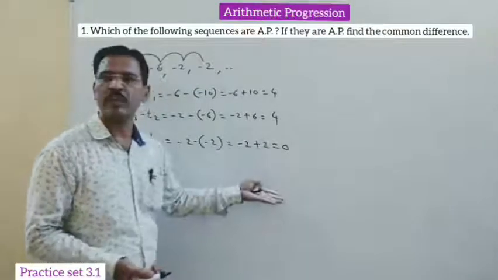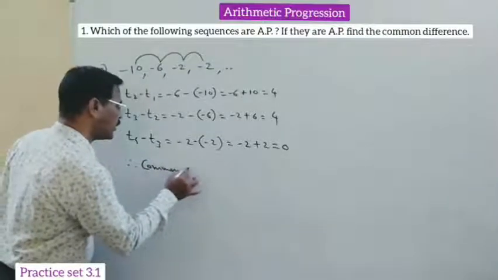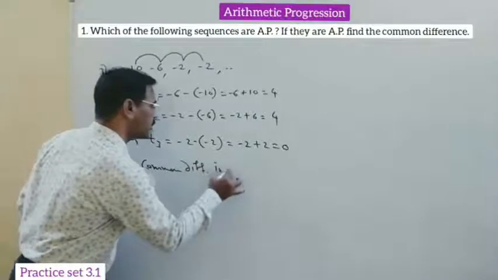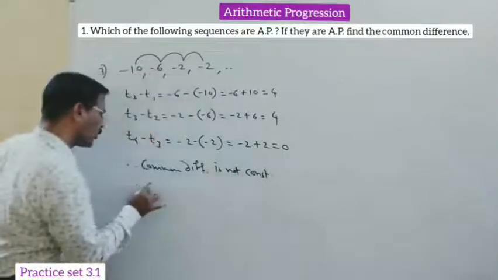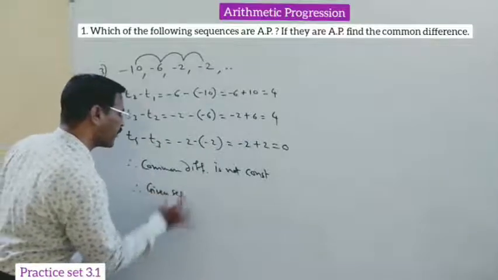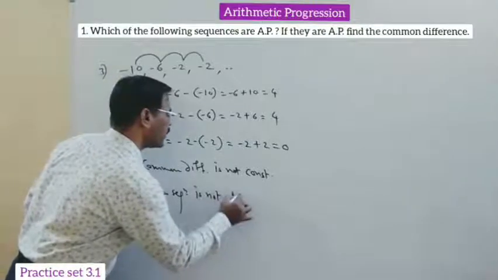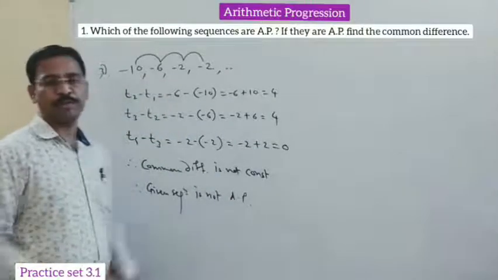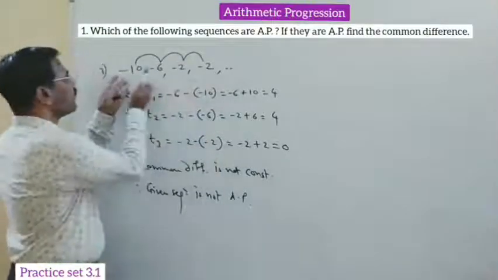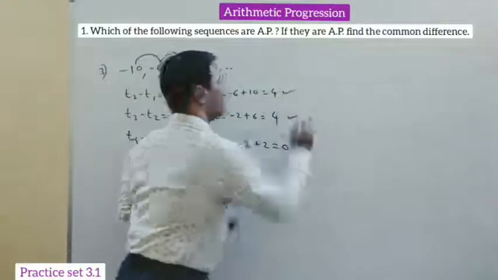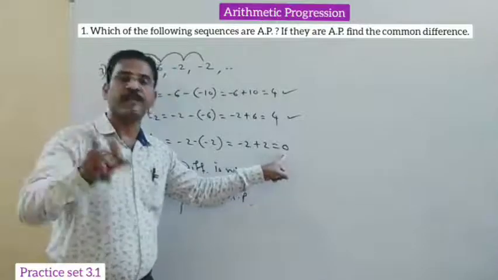Now what do we get here? Every time that 4 is not obtained. Therefore we can write that the common difference is not constant. Therefore the given sequence is not an AP, not an arithmetic progression. Okay, understand, friends? So whenever the first two differences come out the same like this, don't just say it is an AP. Check whether the next one is also the same or not.